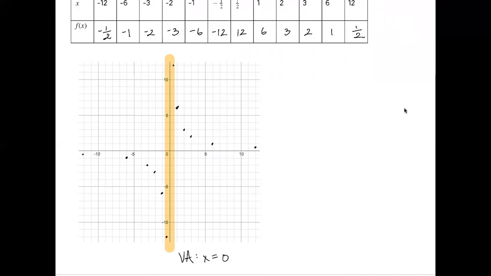Now let's connect the dots that we have. So I've got this part right here. That's one branch. Okay, we call it a branch. And then on the other side, we have another branch.